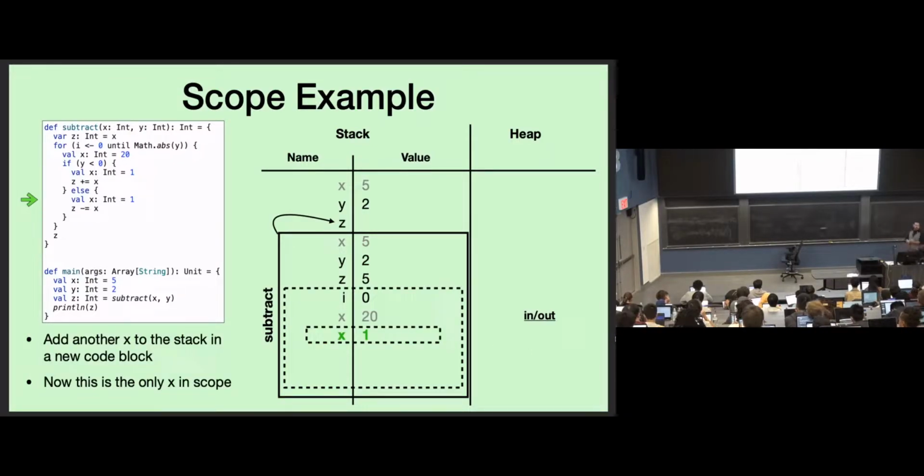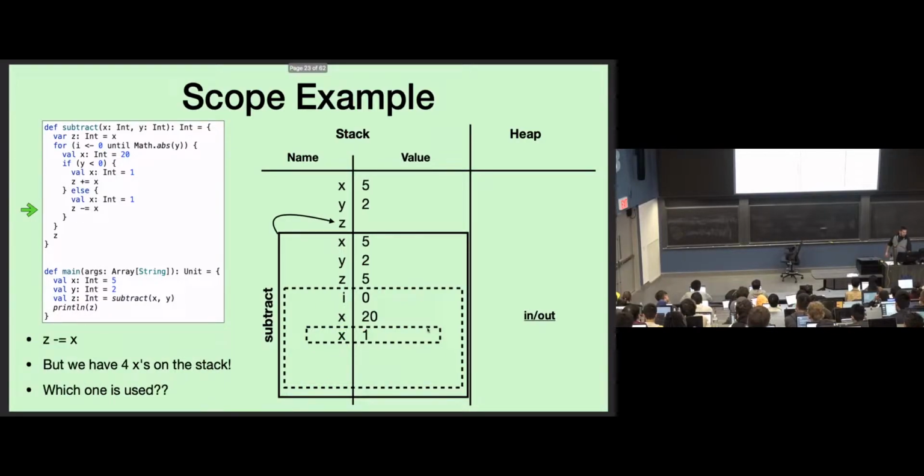Okay, the conditional is false, so we're going to hit the else. That's another open brace. That's another code block. So now we have a code block inside of the for loop code block. We're a few code blocks deep. We hit a new code block, so we get to reuse variables again. So now I can get a fourth X on the stack. I'm going to say X equals 1 inside the else code block. Perfectly valid code.